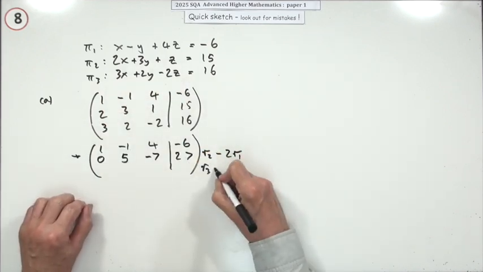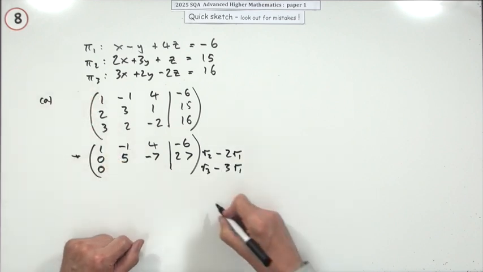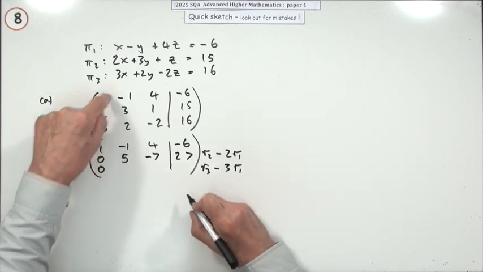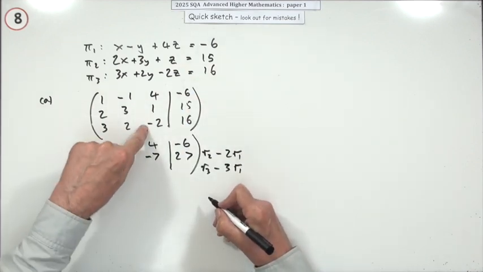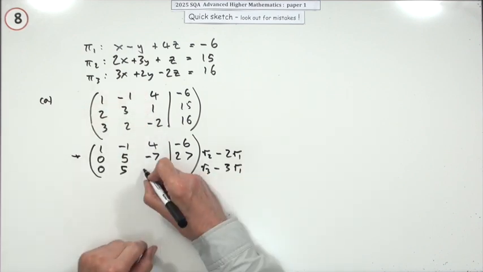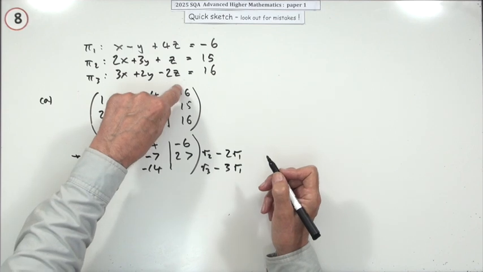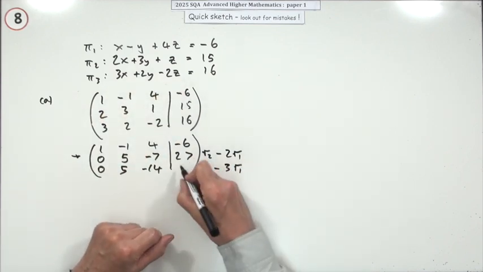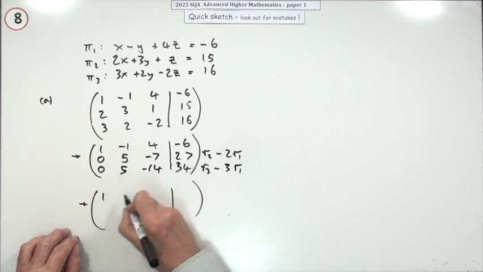Right, row 3 minus 3 of them would do nicely, because that obviously gives you a 0. So I've got 2 but plus 3 is 5. You just have to be careful of all the arithmetic. And you've got negative 2 but take away 12, so that's a negative 14. And then you've got 16 but plus an 18, so that'll be 34. Right, almost there. Happy with that.